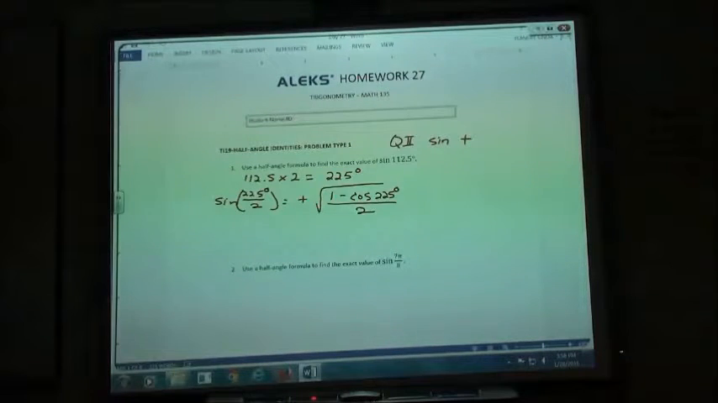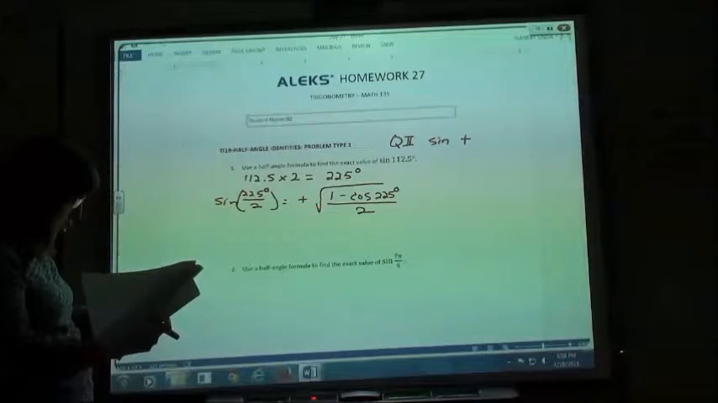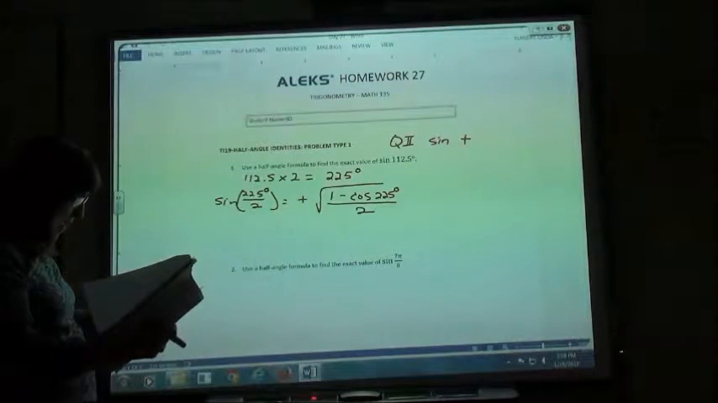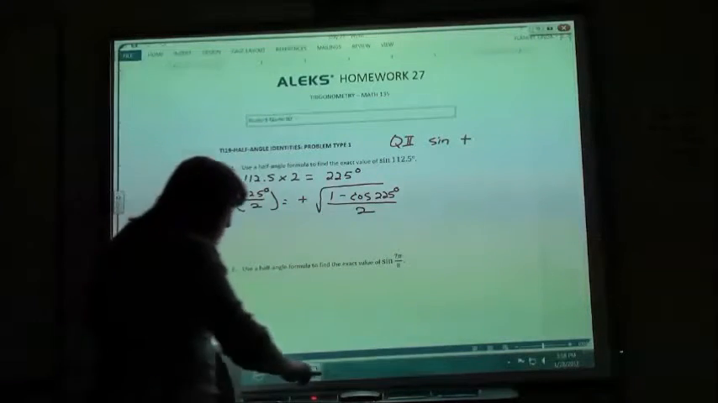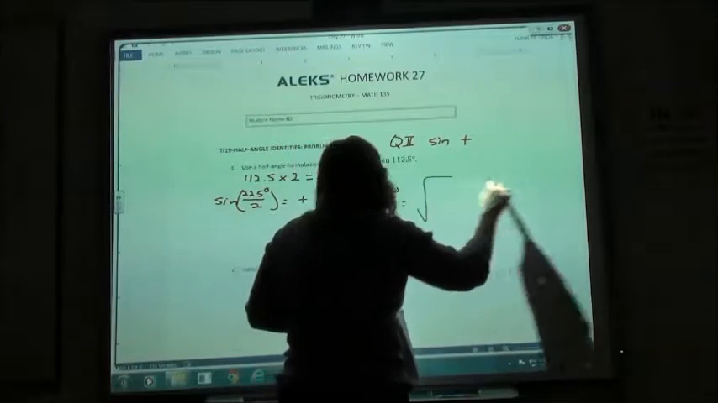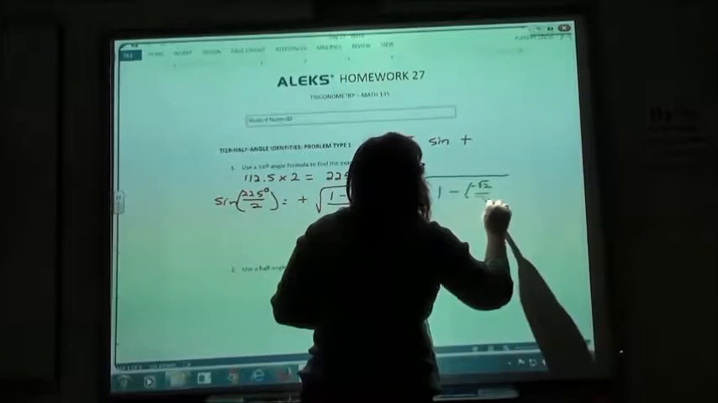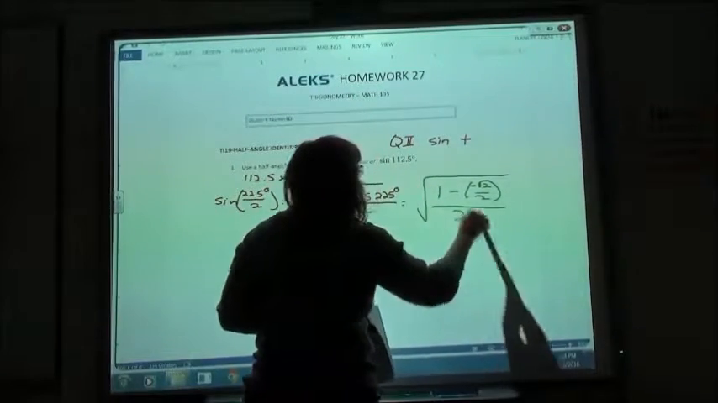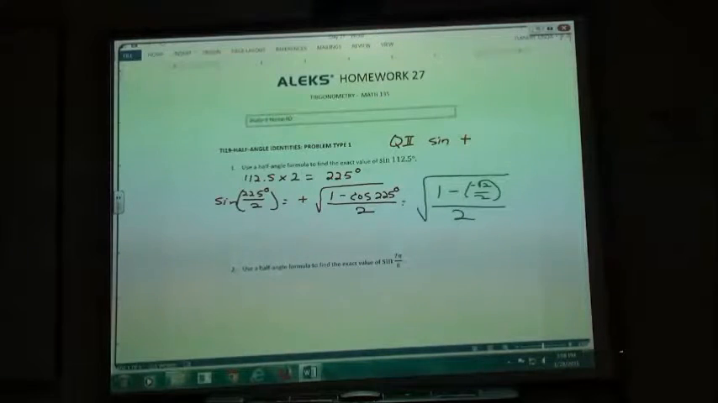And so then we're going to go and look back at our paper for the cosine of 225 degrees. So if you look back at your page, the cosine of 225 is negative square root of 2 over 2. So we are going to substitute in. We're going to have 1 minus negative square root of 2 over 2, all over 2. And we have a nice big mess that we're going to go ahead and simplify.